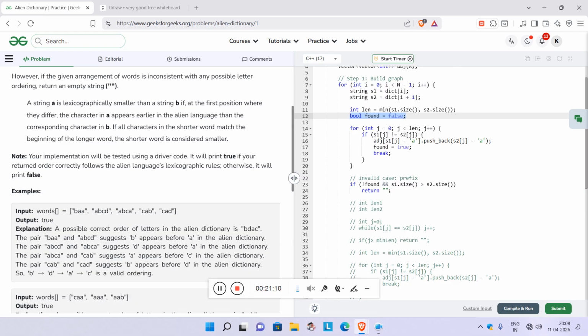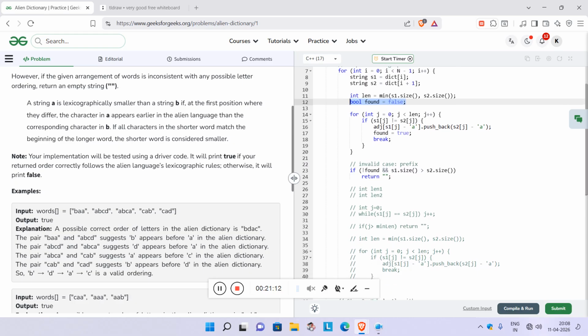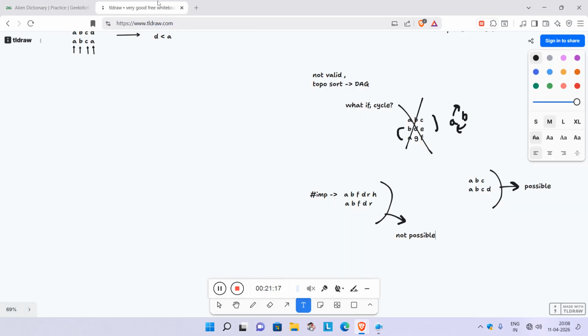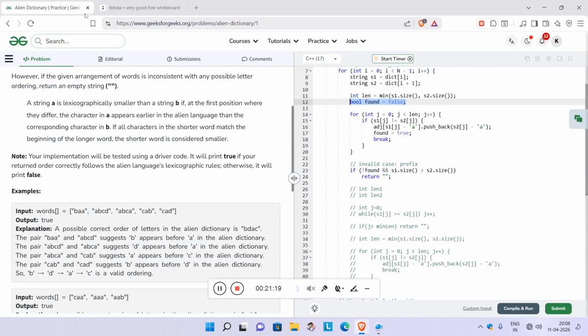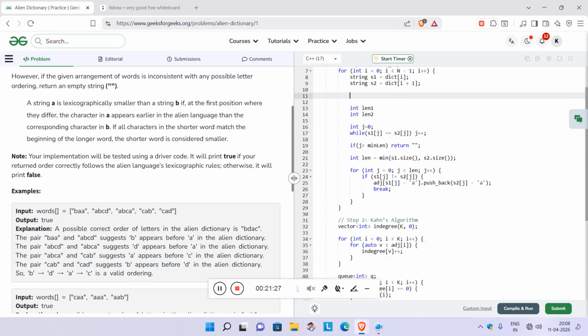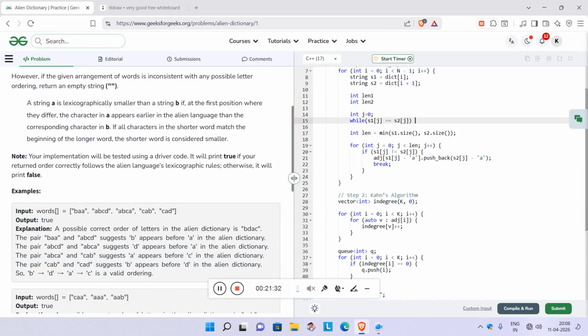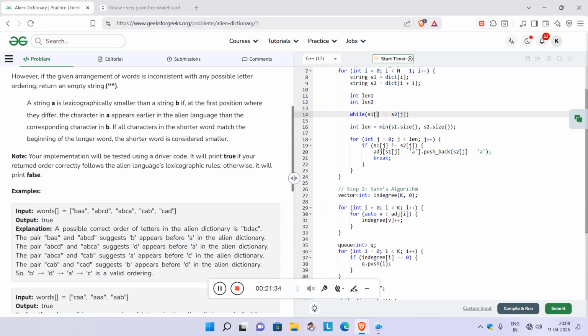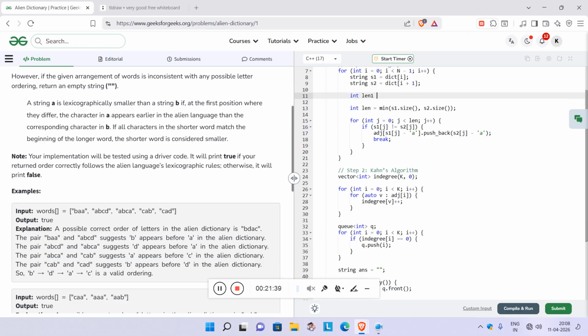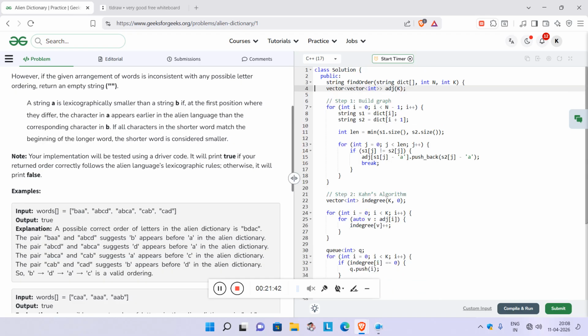Now, if we are not able to find any such case, the bool remains false, and if s1 size is greater than s2 size, this is the case I'm discussing, and we have to return an empty string. Okay, this is the question given. I have to explain in which cases this falls, and then erase that part. So this is the code there.